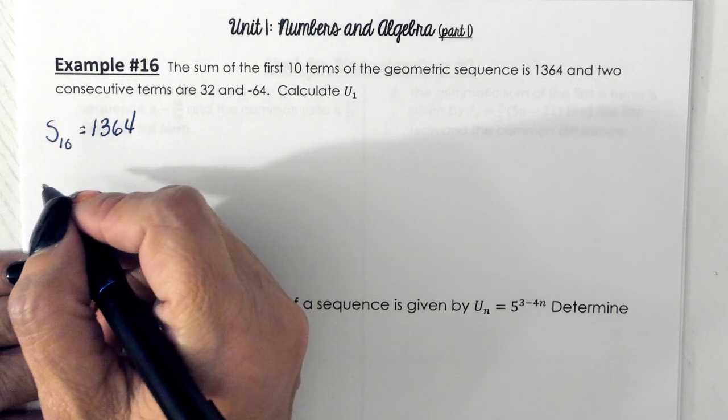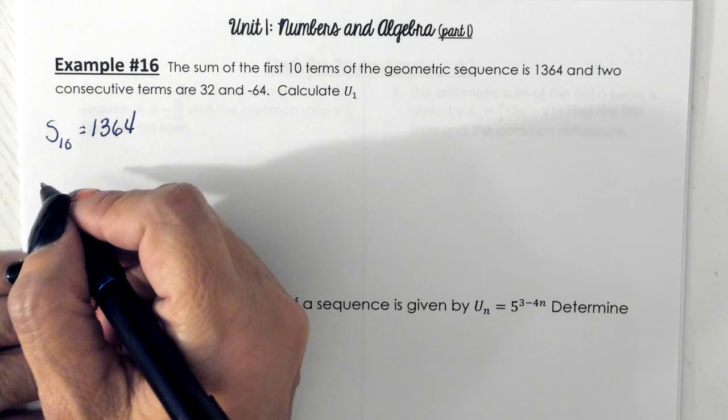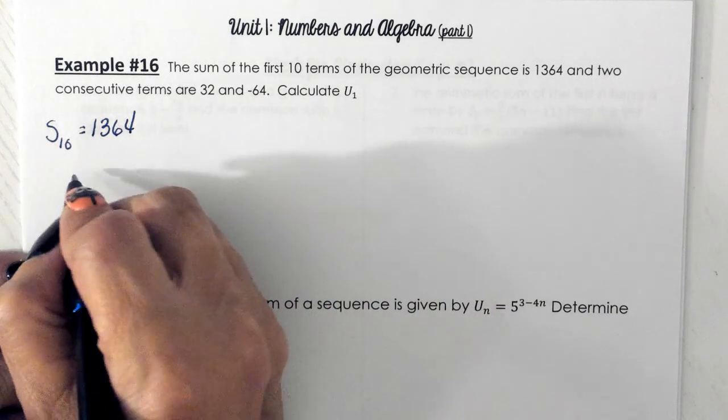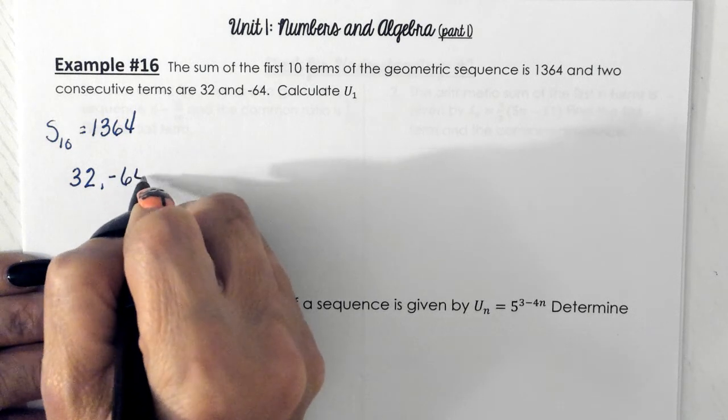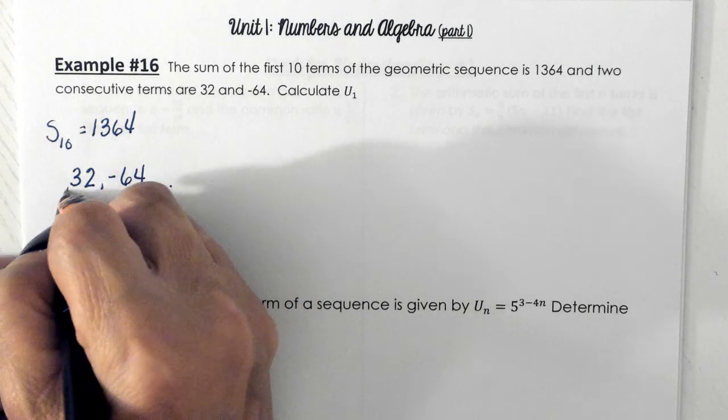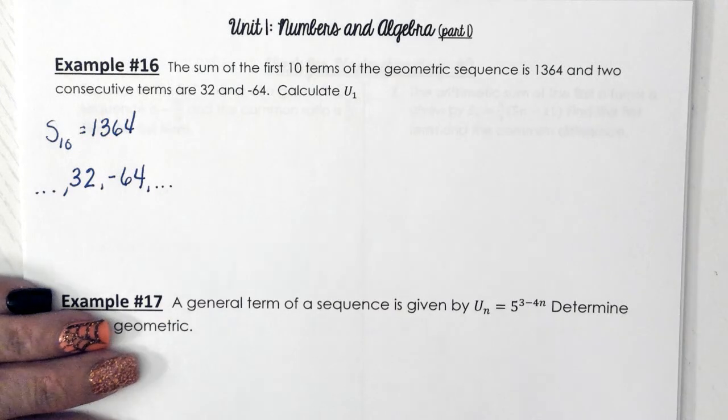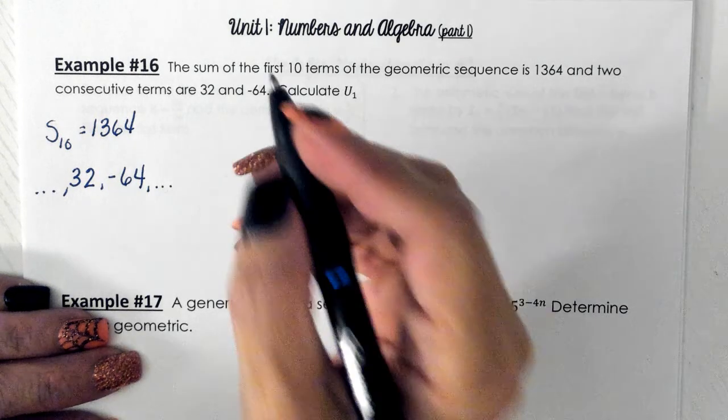And what do we know? We just know 2 consecutive terms. We don't know where they fall. We just know they're consecutive. So we'll put dots this way and dots this way, just so we don't know where those are, but we know they're consecutive. Why do they need to tell us they're consecutive? Just so we can find the common ratio.